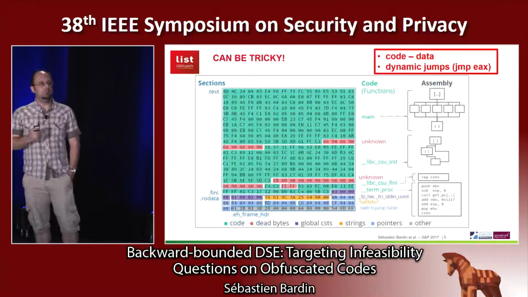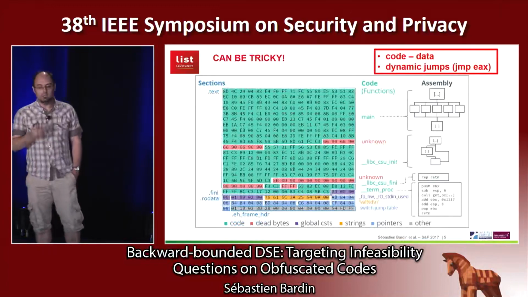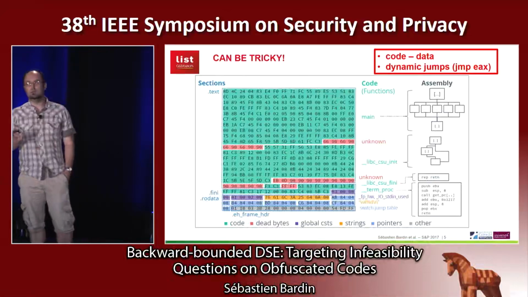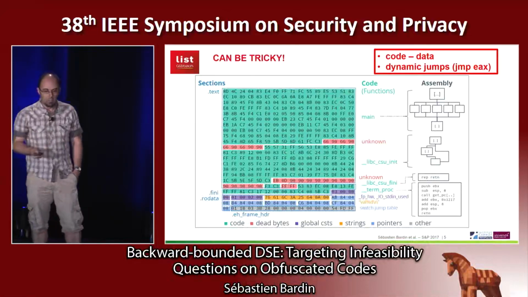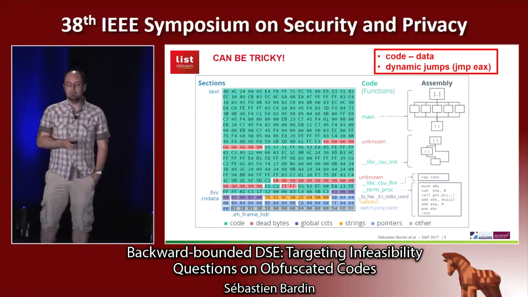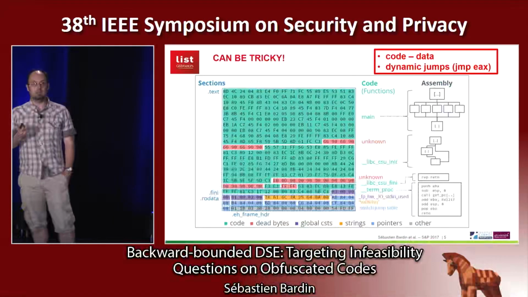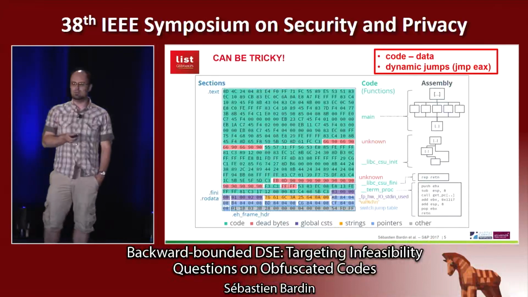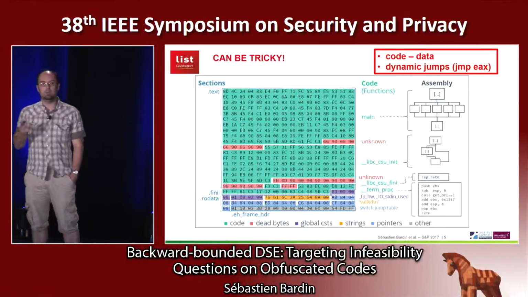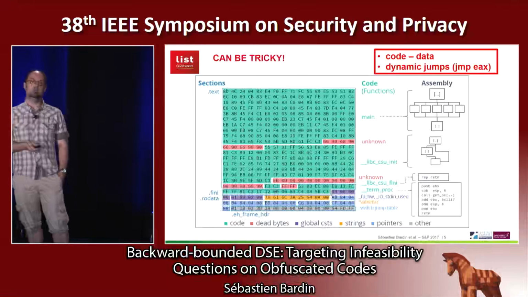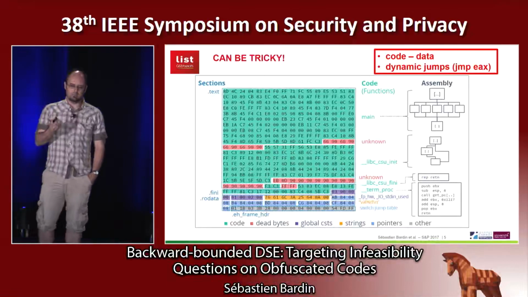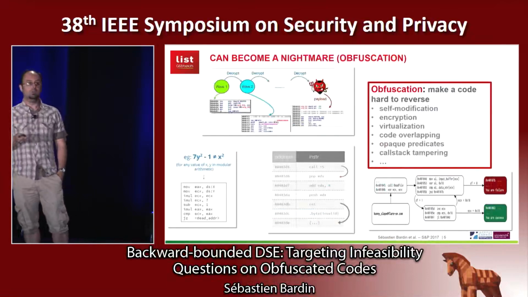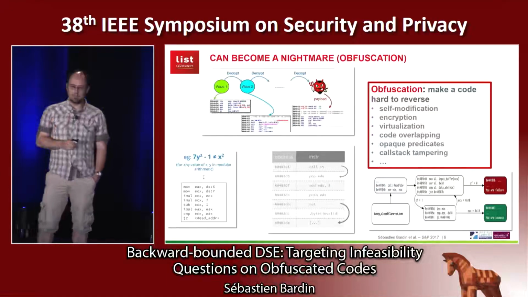But already on genuine code, it's not so easy, because on binary code you don't have a very clear separation between what is code and what is data. You also have dynamic jumps, like a jump EAX. In that case, statically, you cannot know where the next instruction is, because it depends on the runtime value of EAX. So already it's not so easy. But in the case of malware, when you have obfuscation, it just becomes a nightmare.